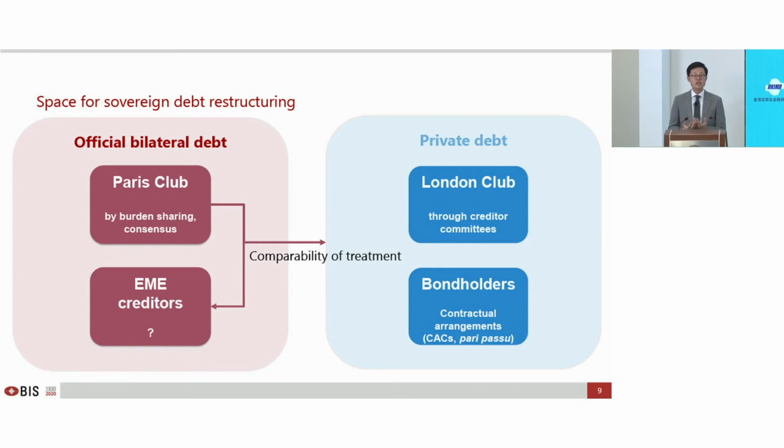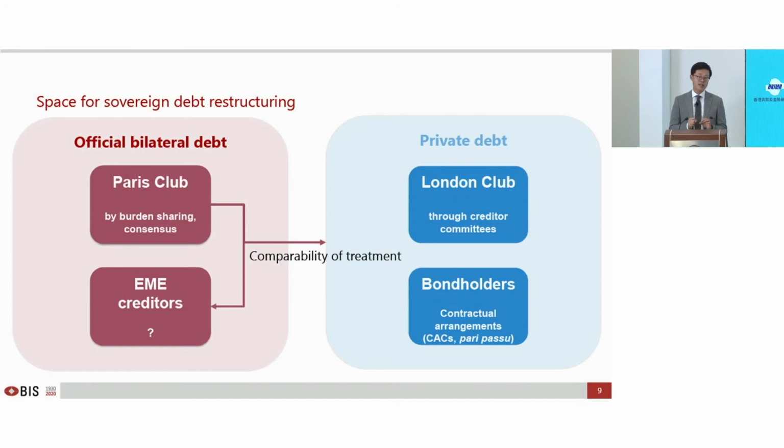So traditionally, if we look at the red boxes, concerning official bilateral debts, the Paris Club has been the major player or platform to treat official bilateral debt. The group was formed in 1956 with the Argentina debt crisis. So the Paris Club has played a very important role to treat official bilateral debts.